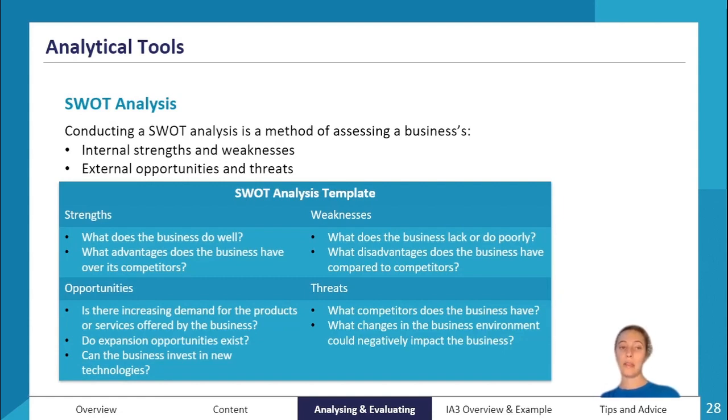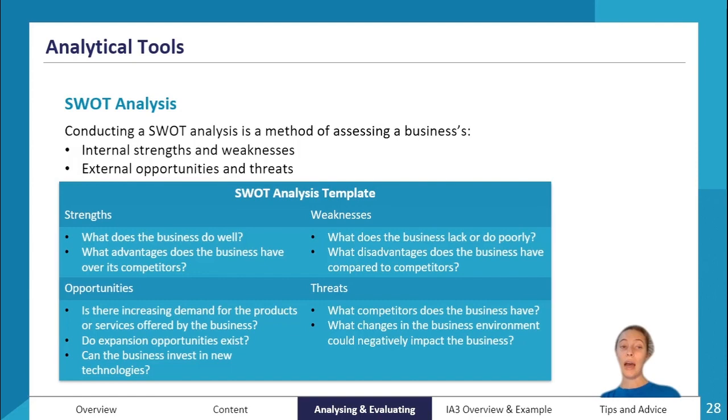So the SWOT analysis. This is about looking at two areas of the business. So the internal area where you're looking at strengths and weaknesses. So what does the business do well, and what advantages does it have over competitors? And then on the other hand, what does it lack or do poorly? And what disadvantages does the business have compared to competitors?